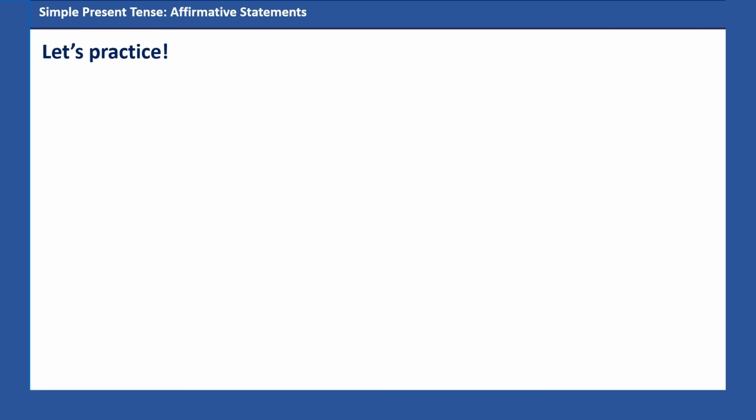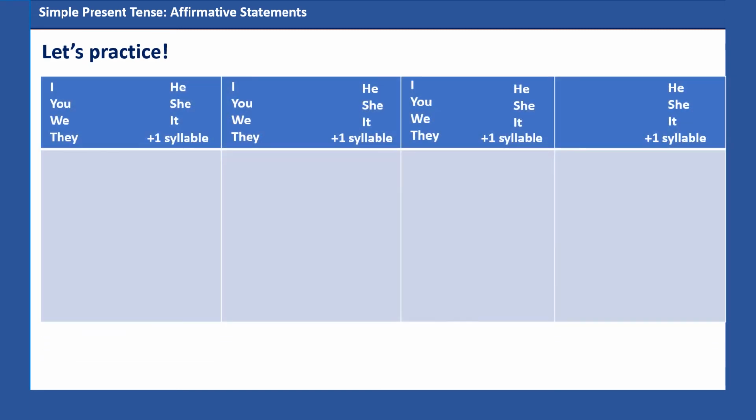Now let's practice. Let's look at more verbs. So, let's look at verbs that end in SH. Wash. So we say, I wash my hair every day. But Liz washes her hair every day. Brush. I brush my teeth every day. Liz brushes her teeth every day. So when you add ES, you add an extra sound.